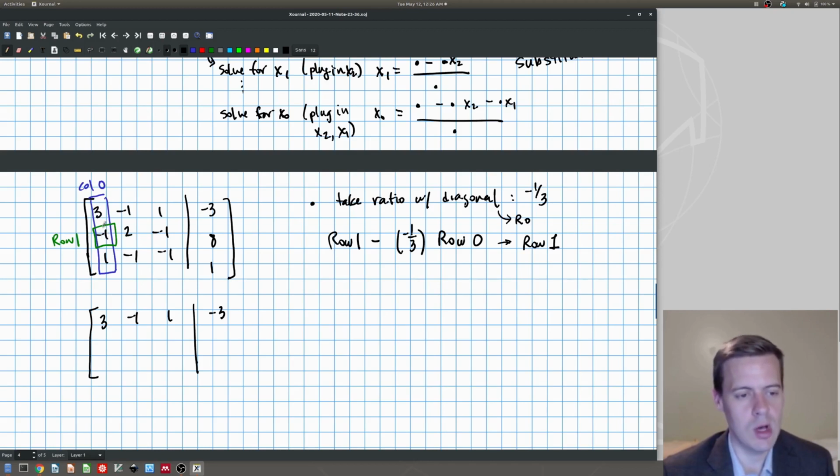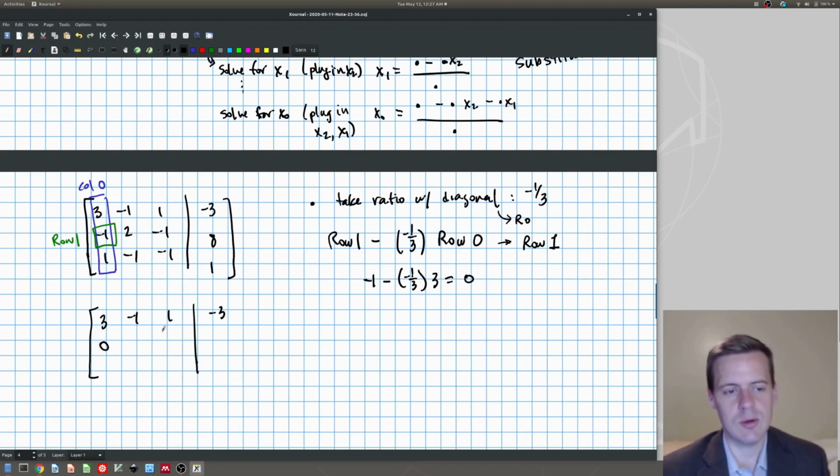So now I take row 1, minus 1, minus a minus 1/3, right? So maybe I should write that out. So I have minus 1 minus a negative, or minus a negative 1/3 times 3. Well, what does that equal? 3's cancel, minus minus becomes a plus. That gives me 0. Okay, so I should have a 0 there. Perfect. I did that one right.